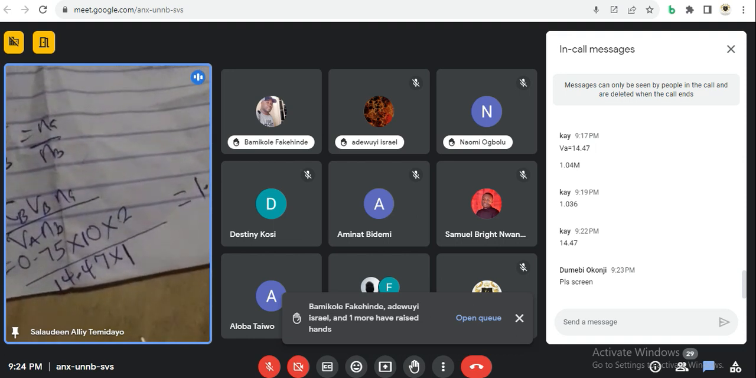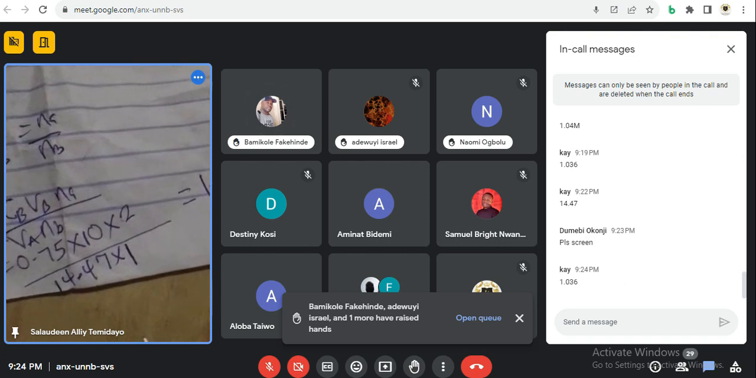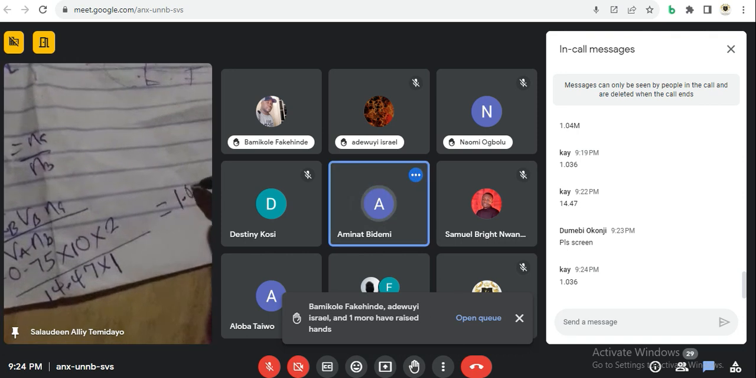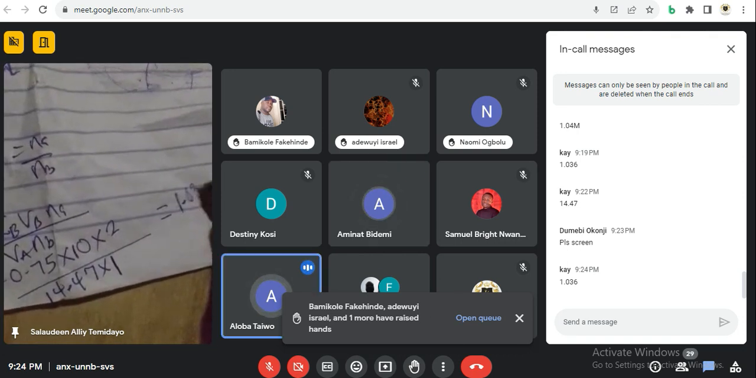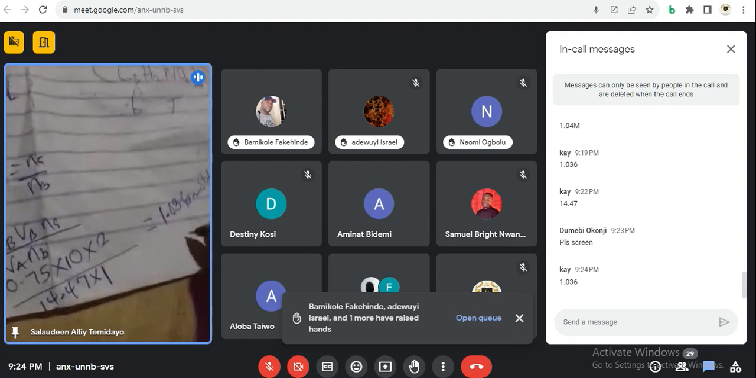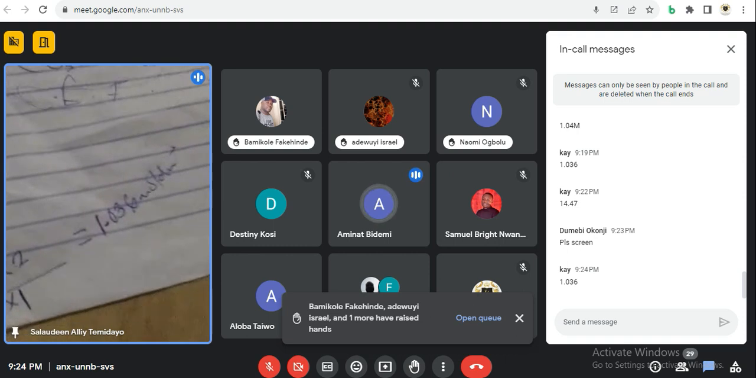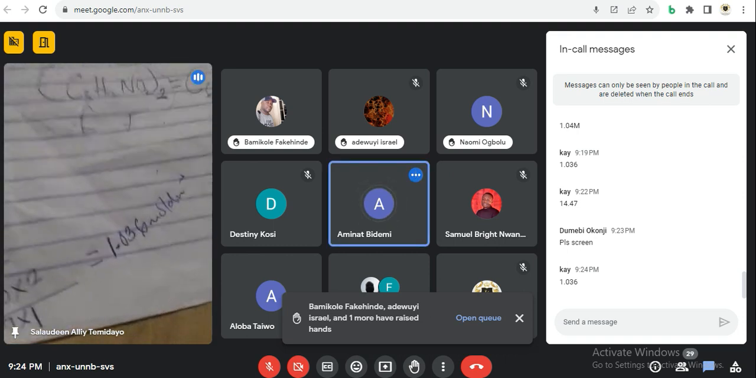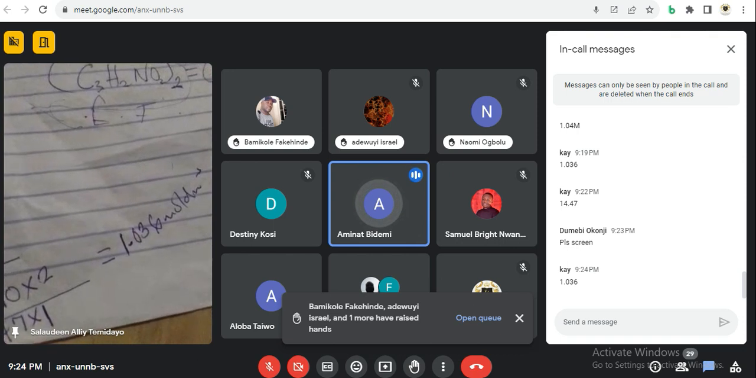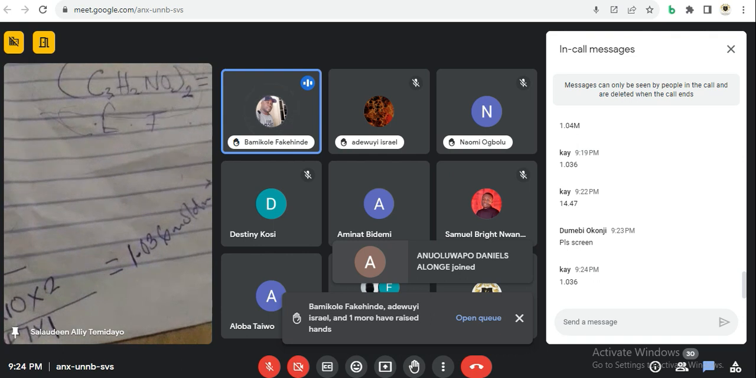0.75 times 10 times 2, that's going to give me 15. 15 divided by 14.47, okay, thank you, Mr. K. That's 1.036 moles per dm cube. So I can say 1.036 moles per dm cube. I'm seeing 1.0366.